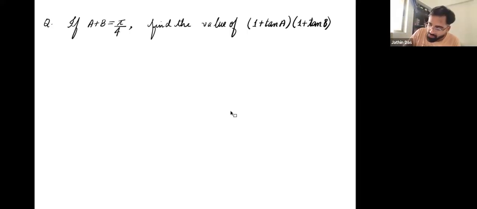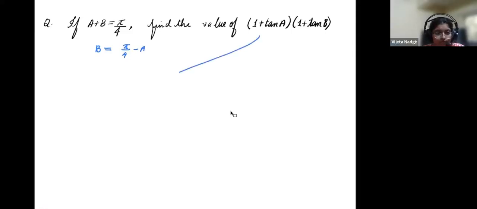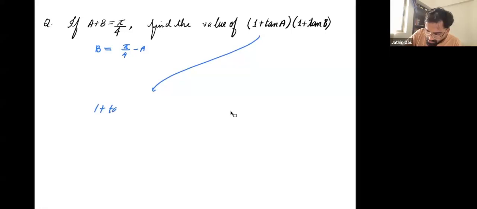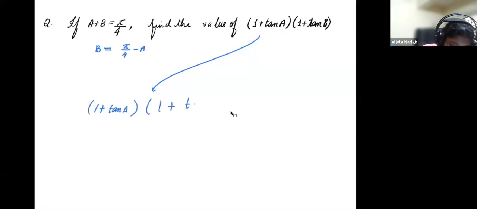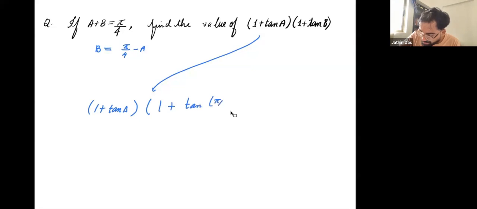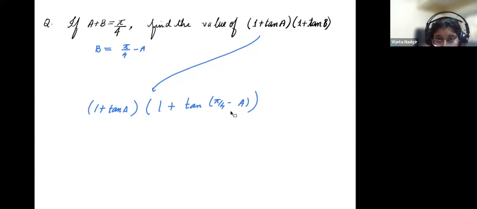See, I'll give you a clue. At least you can do that. I can take B as pi by 4 minus A. So here, instead of B, I'll write 1 plus. Now you know what is tan pi by 4 minus theta. Substitute that and see if you're getting it.